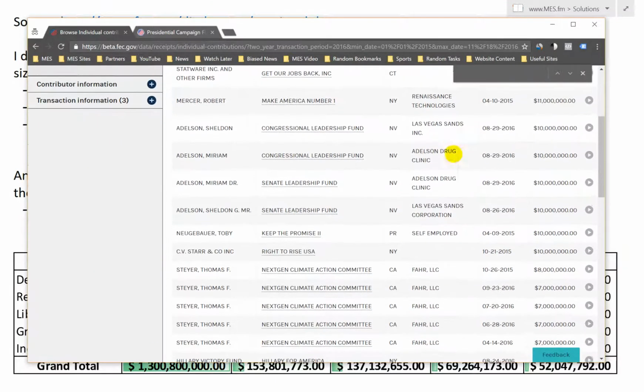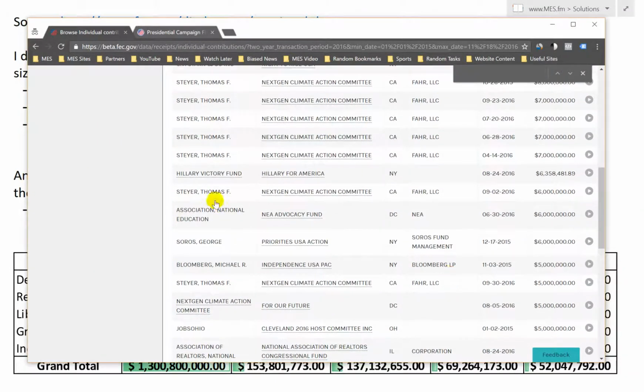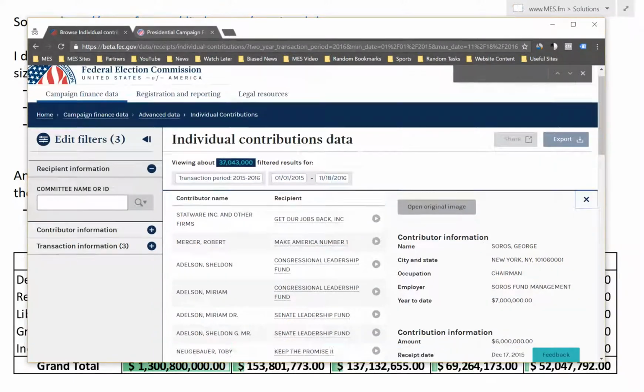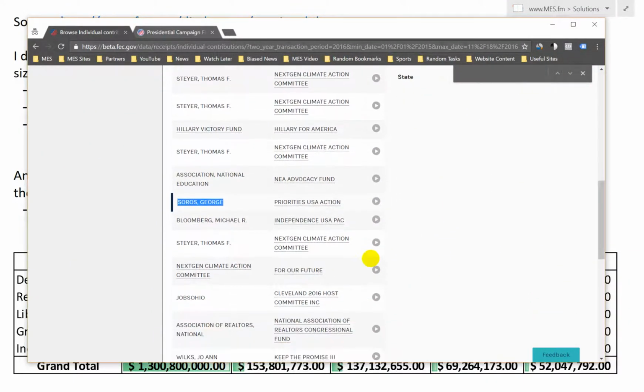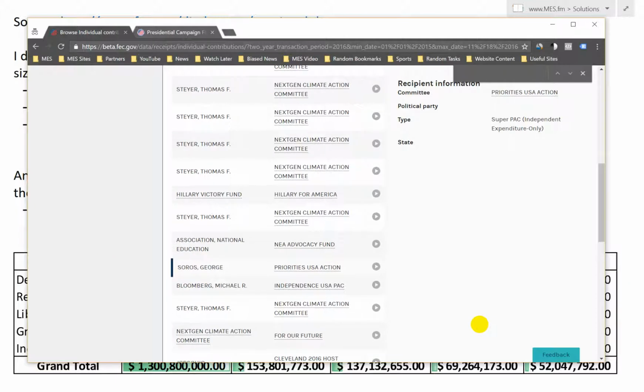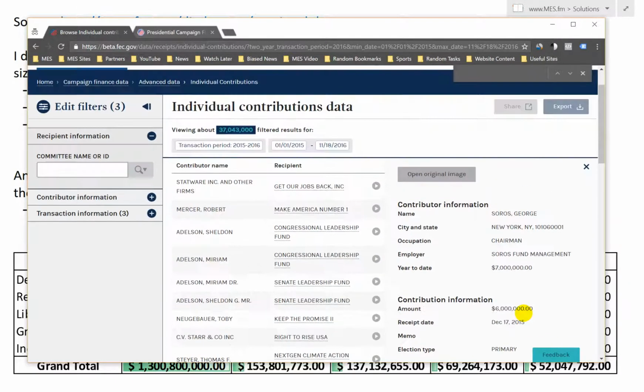It was interesting. Let's just scroll more. You can see other people like here. This is Thomas Steyer, Climate Action Committee, paying $6 million. There's the infamous or famous George Soros, who's been in the news many times. Let me just exit this right here.